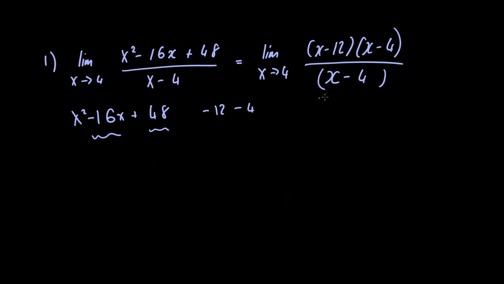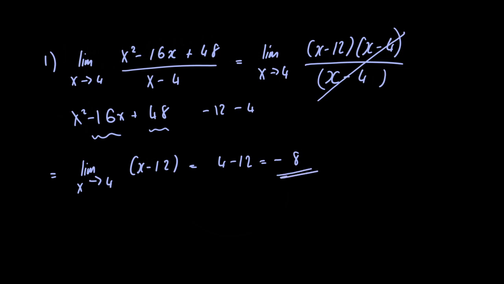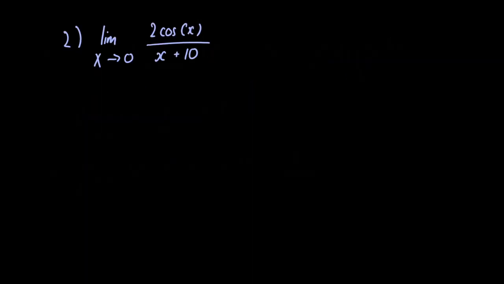Now that allows us to cancel the x minus 4 in the numerator with the x minus 4 in the denominator. So we now have the limit as x approaches 4 of x minus 12. So now we can just go ahead and let x equal 4. And the answer to the problem is minus 8. So the limit as x approaches 4 of this function is equal to minus 8. Let's move on to another problem.